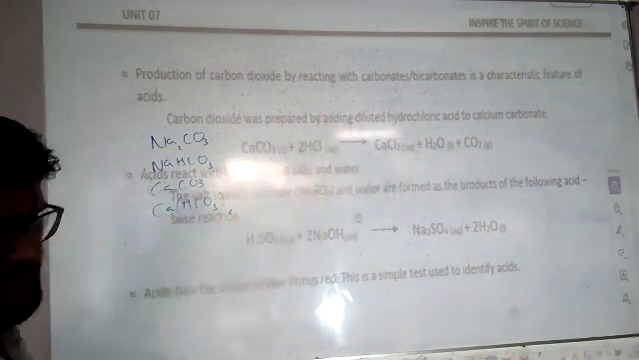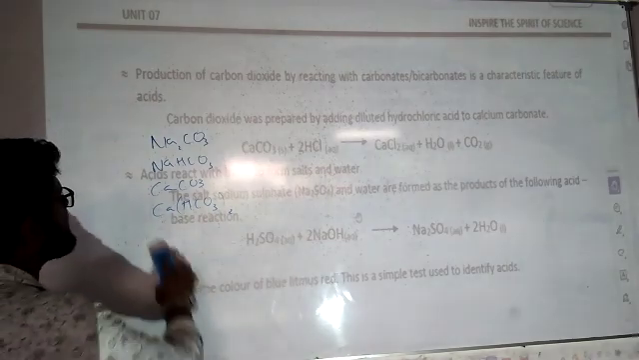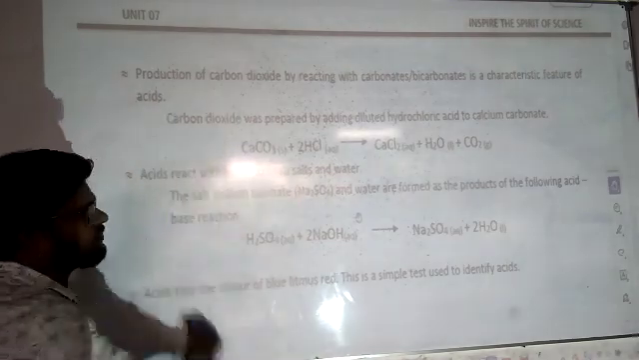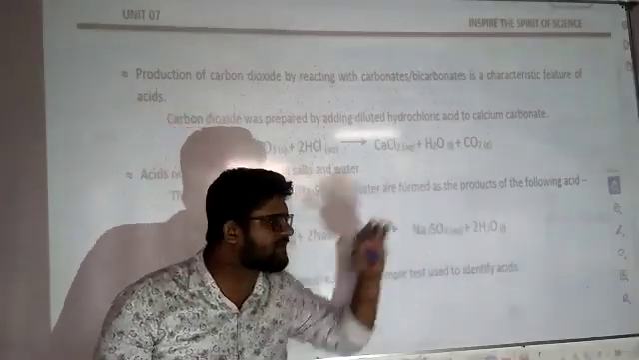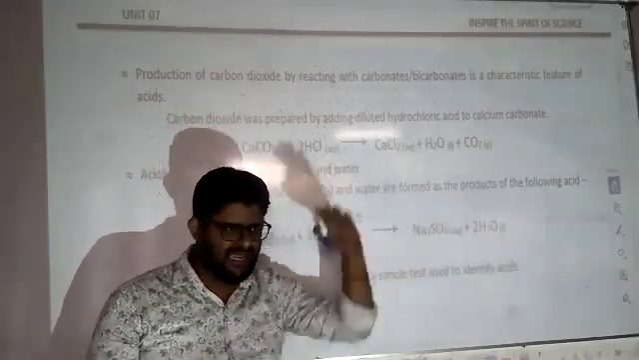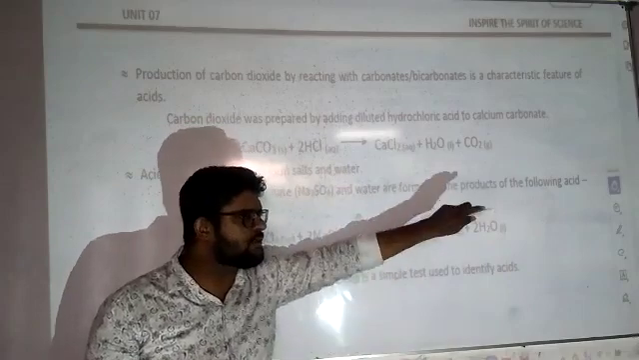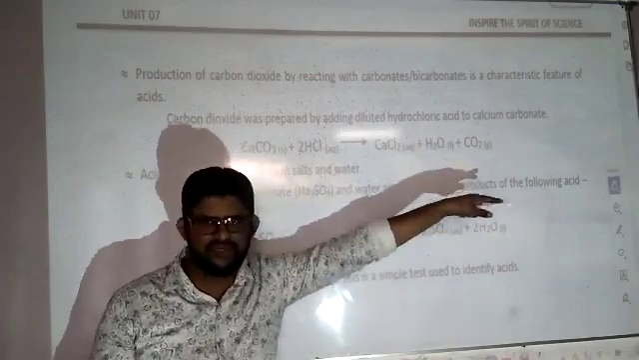And the next one, acids. Acids react with bases to form salts and water. Already we learned that, right? Acid plus base gives you salt plus water. Correct? Acid plus base gives you salt plus water.